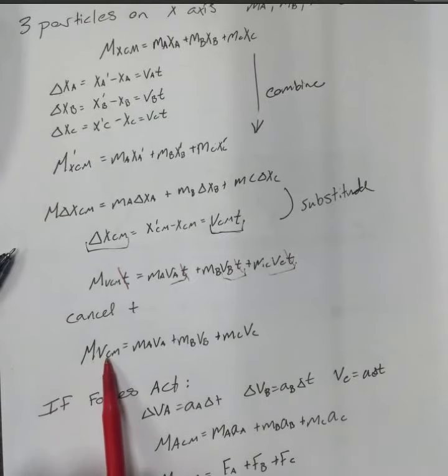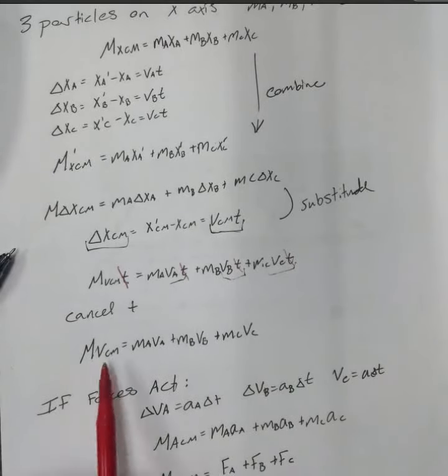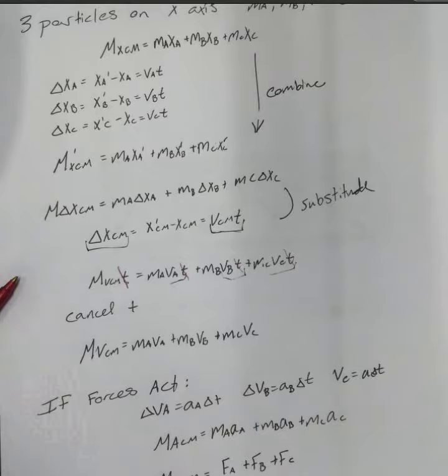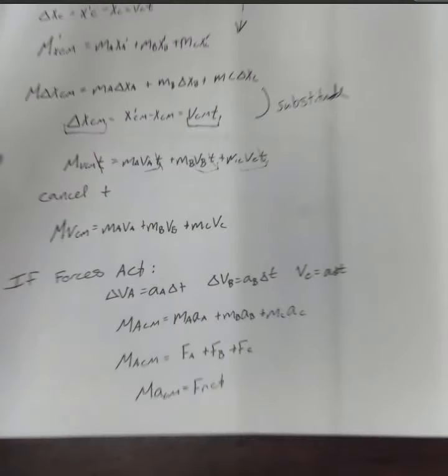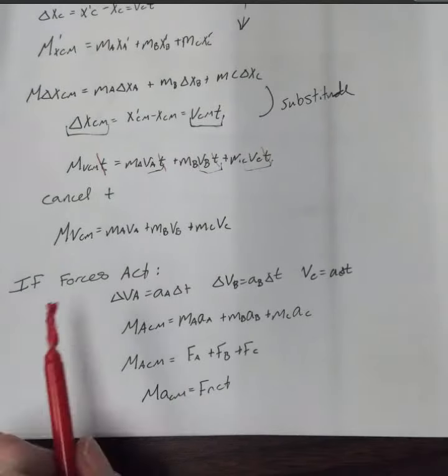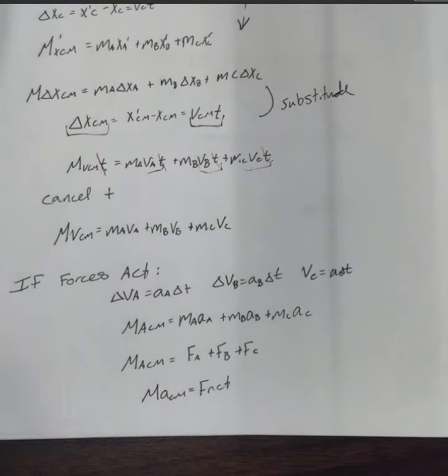And so we actually get that the momentum of the center of mass for an entire system is going to be equal to the sum of the momentums for each individual object. So that's for a system where there are no external forces. If there are external forces, then we wouldn't be using conservation of momentum. We could, in fact, just use force equals mass times acceleration.